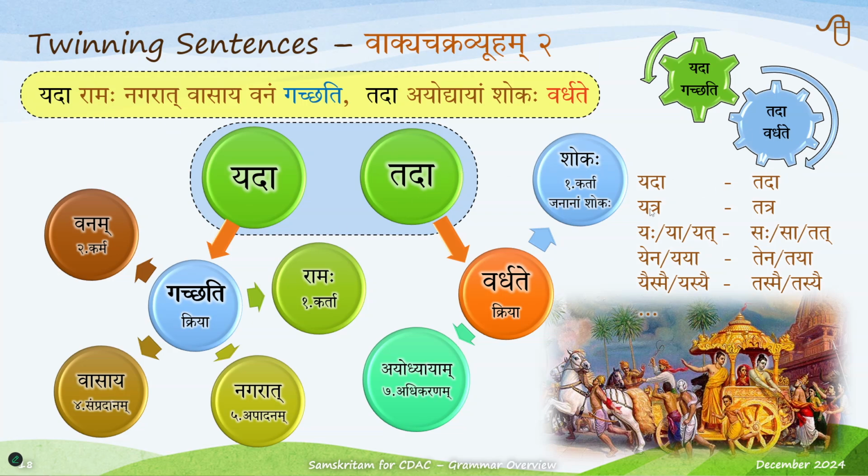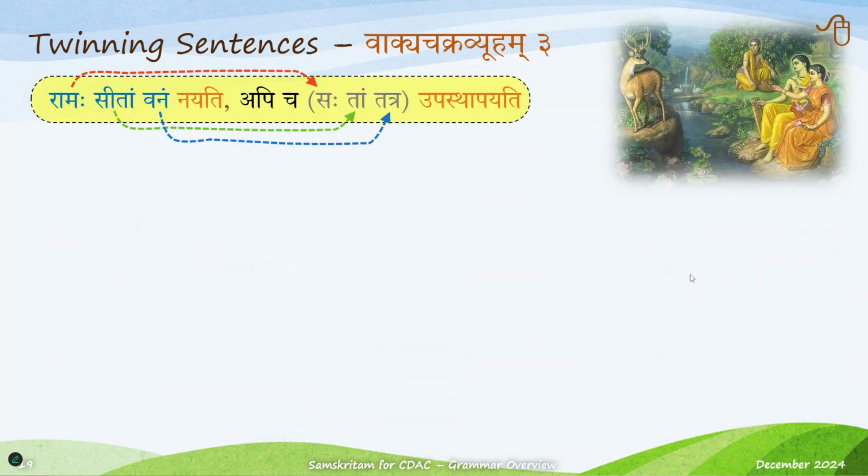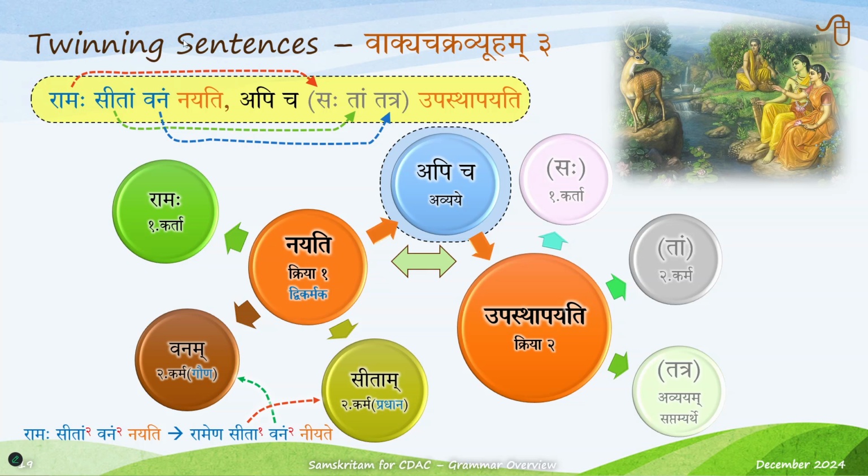Similar to yada tada we have several others: yatra tatra, yaha saha, ya sa, yat tat, yena tena. We saw quite a few of those examples also. One more thing we saw was a cha type of thing. This happens and then this happens, like that.